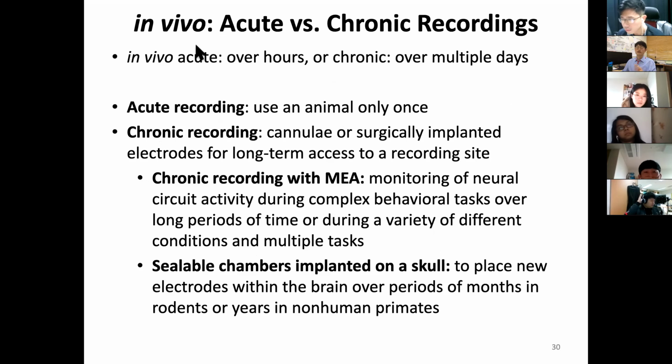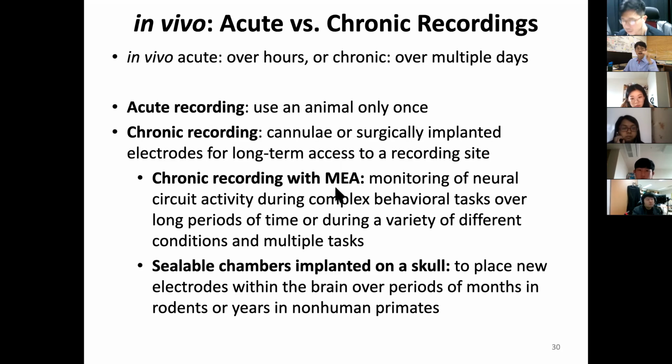So in vivo, there are two kinds of recordings: acute versus chronic. Acute means you do this experiment and you kill the animal. It's done one time. Chronic is over and over. Acute is over hours and chronic over multiple days. So you use the animal once for acute recording, since it can be too damaging to the animal, so you may not keep it. Chronic needs a cannula or surgical implantation of electrodes for long-term access to the recording site.